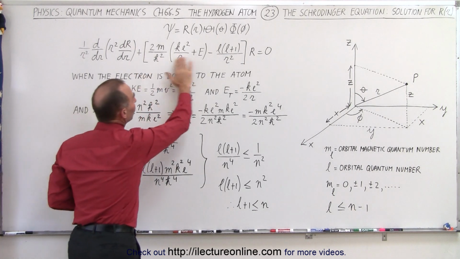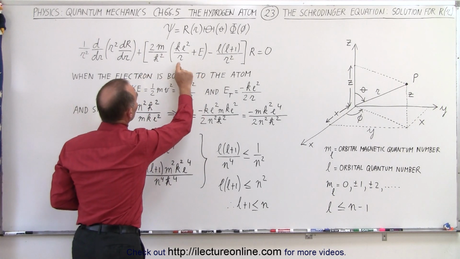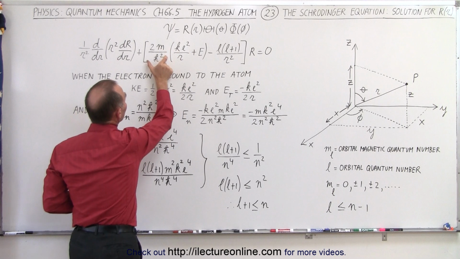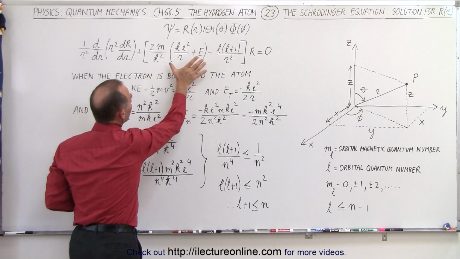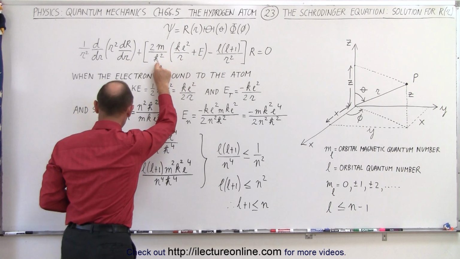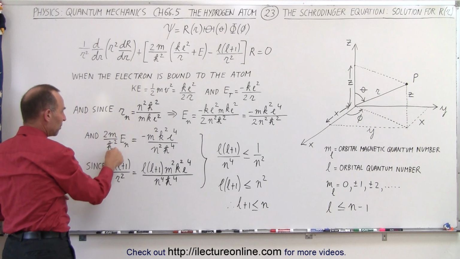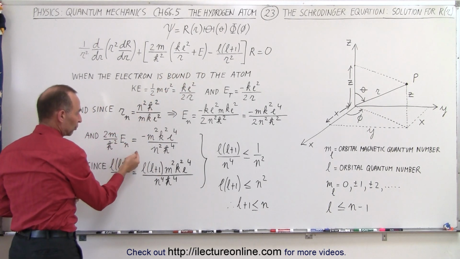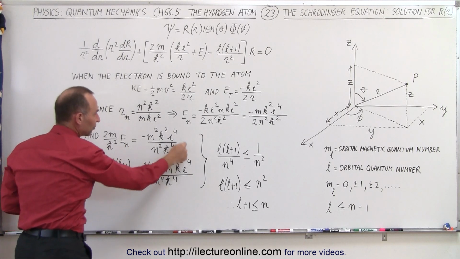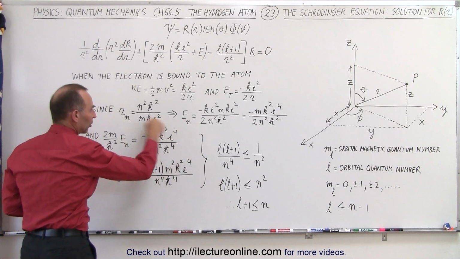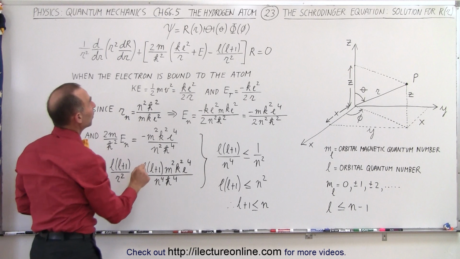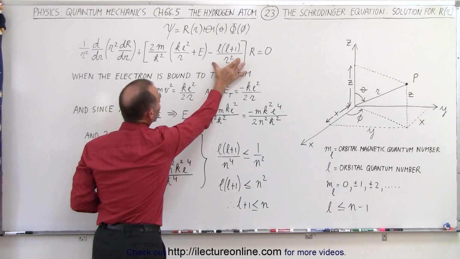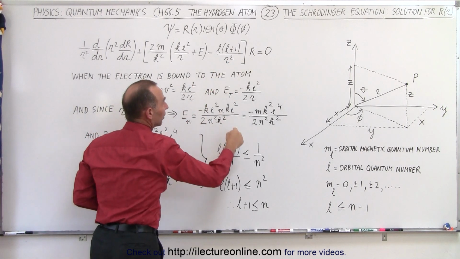Now, looking at this right here, we can multiply the energy times this, so there's the potential plus the kinetic energy, or the total energy multiplied times this, and so we multiply 2m over h bar squared times the total energy, in this case in terms of the quantum number n, which gives us this result right here.